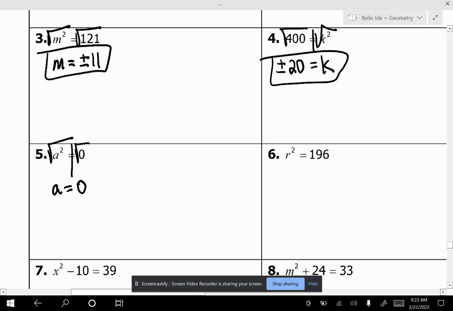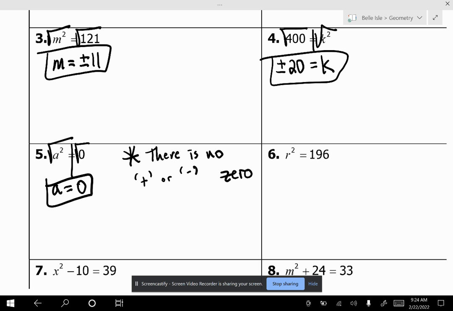So if you need to make a note, there is no plus or minus 0. Okay, so just keep that in mind as you move forward. Okay, let's look at 7 and 8.